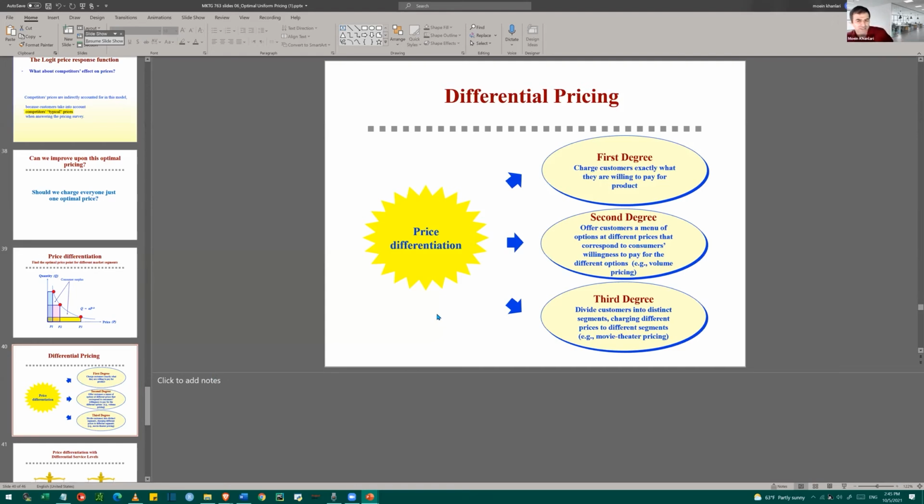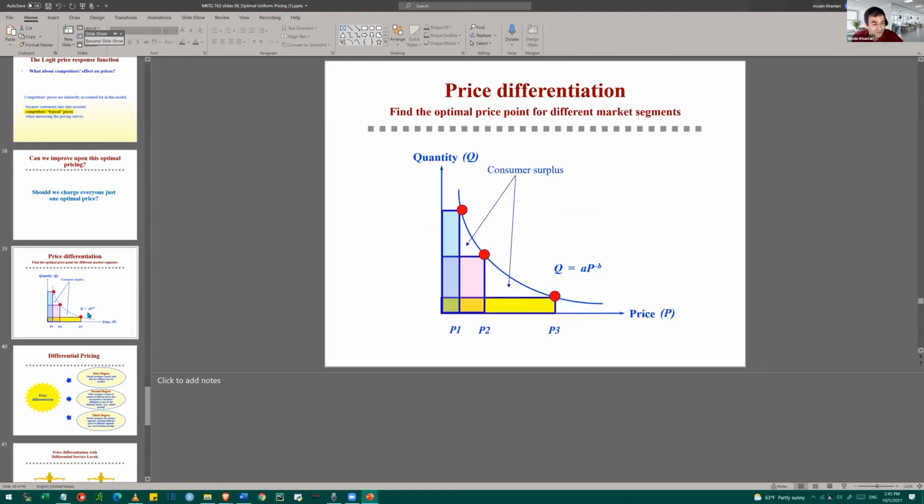But it's not actually the best price differentiation technique. If it's possible or feasible for you, first degree would be the best. What does first degree mean? Well, charge customers exactly what they are willing to pay for the product. So if you're charging, let's say, a higher price of P3 here, people who would buy from you for these lower prices, they wouldn't be buying, right? P3 is too high for them. They are left out of the market.